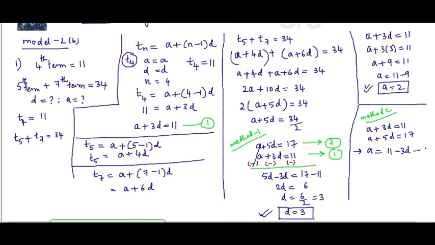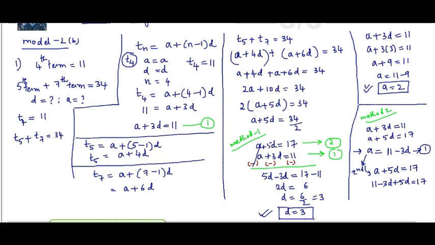I'll write the first equation like this. My first equation, I am rearranging it and writing it as a is equal to 11 minus 3d. Just that a value you will substitute in the second. You will take the a value from the first equation and substitute it in the second equation. How do you substitute? A plus 5d is equal to 17. In place of a, what will you put? You will put 11 minus 3d plus 5d is equal to 17.